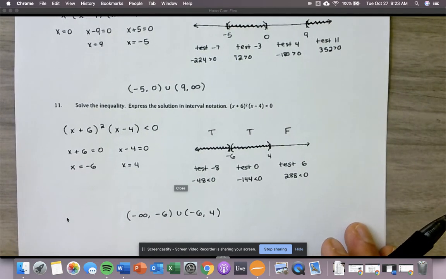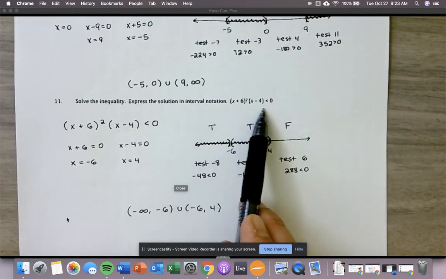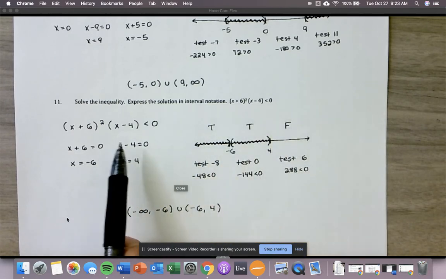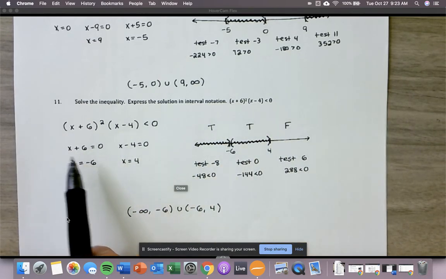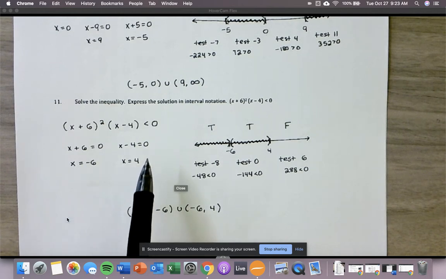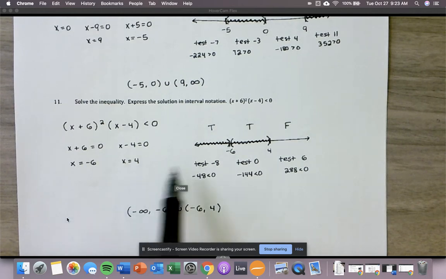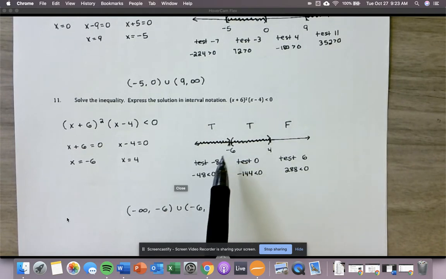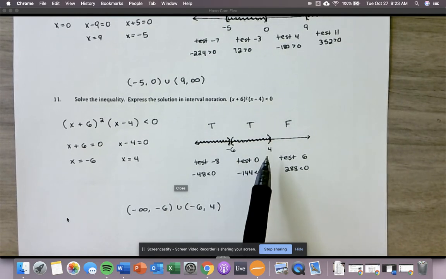All right, last one. So here again, it gave it to us in factored form. So all we have to do is set the factors equal to 0, right? For this factor we get x equals -6. For this factor, we get x equals 4. Plot them on a number line. So we have -6 and 4 on a number line.